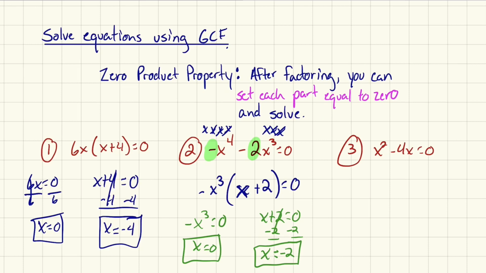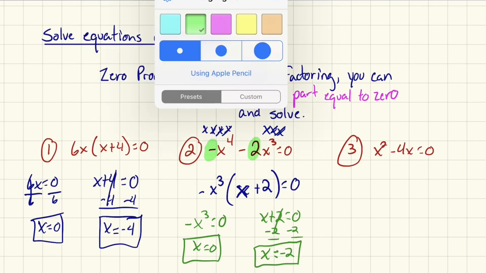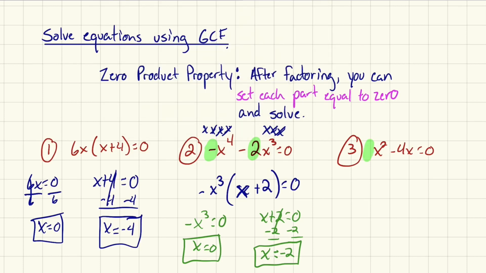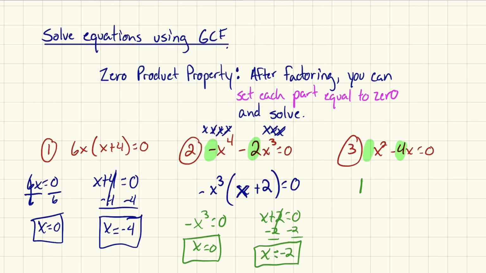All right, number 3, we have x squared minus 4x equals 0. Looking here at our coefficients, we have a 1 and we have a 4. What's the greatest common factor of those? The greatest common factor is 1. Then with our variables, we have x squared and just 1x. The most I can take out of both is just one x. So that essentially just leaves me with x, as we've covered multiple times. If it's a 1 out in front, we don't even need it there.